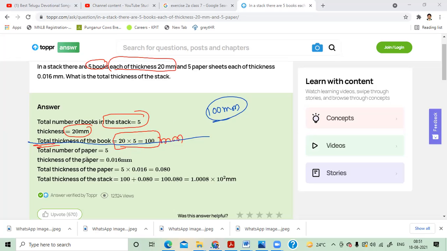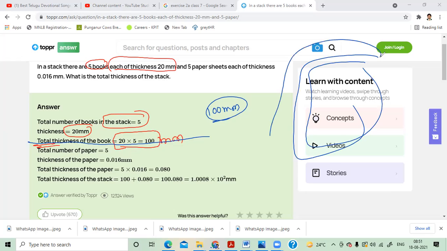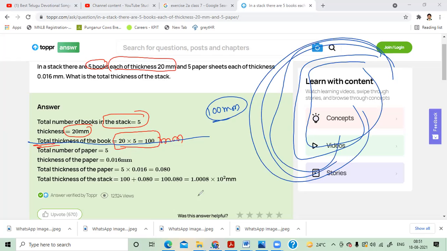Next, over the books, we have the packing paper wrapped like this, 1, 2, 3, 4, 5. Like that, 5 packs are there. So the total number of papers is 5, and each paper has a thickness of 0.016 mm. So the total thickness of 5 papers means 5 into 0.016, which is 0.080. This is the thickness of the paper. Clear, or any doubt?